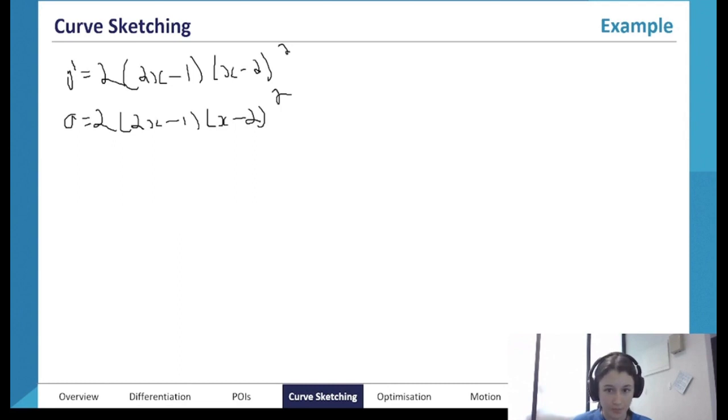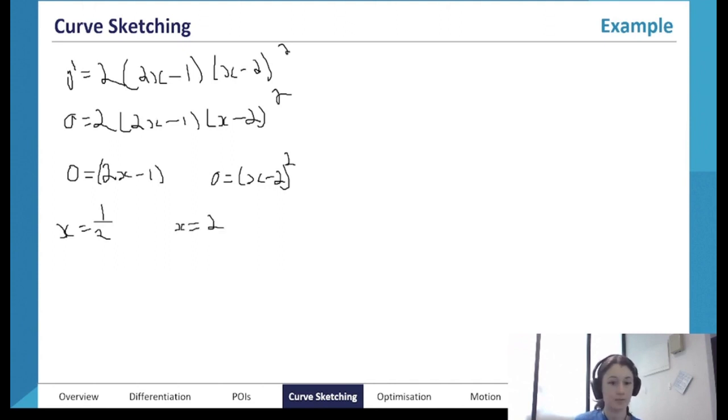Hopefully you had the chance to think about that. What we can do is use the null factor theorem, similarly to when we're factorizing a quadratic and then finding the solutions for it. So we can say that 0 is going to be equal to 2x take 1, and 0 is going to be equal to x take 2 squared, and then we can solve it from there. This is going to give us that x is equal to 1/2, and then x is equal to 2. And that was really simple.